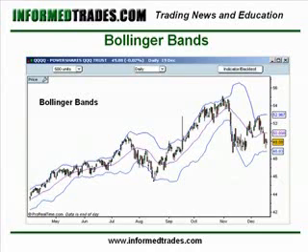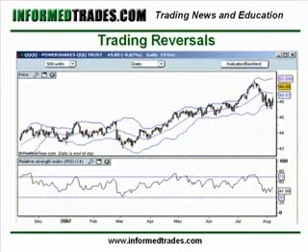As this is the case, trend reversals often occur near the upper or lower bands. As the center line is a moving average which represents the trend in the market, this line will also frequently act as support and resistance.